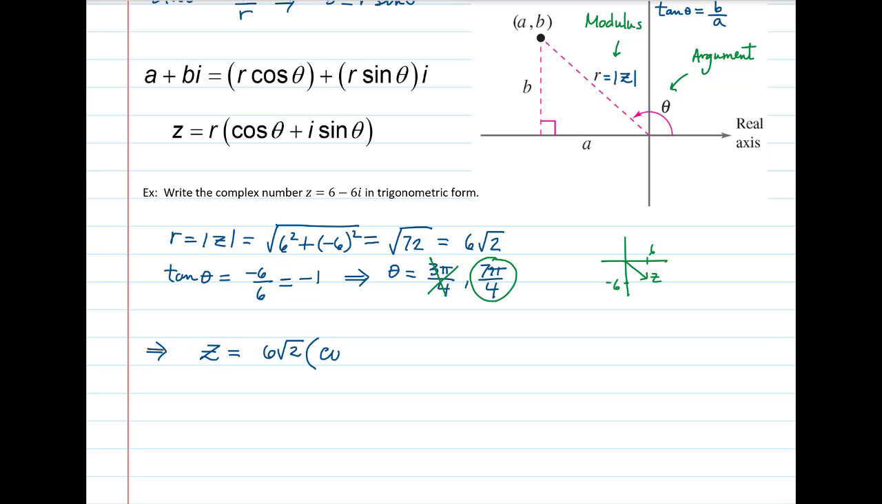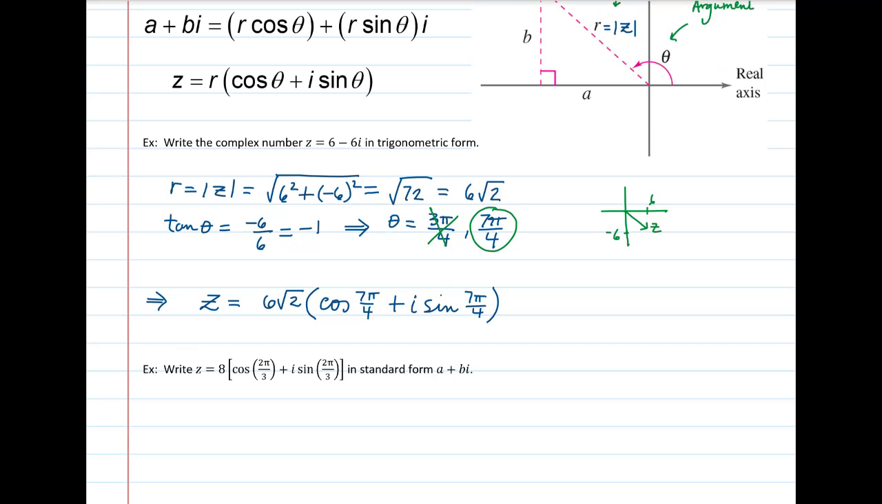All right, so once we have the modulus and the argument, then we can set it up from our form here. The z is going to be equal to the modulus, which is 6 square root of 2, times cosine of the argument, 7 pi over 4, plus i sine 7 pi over 4. And there we have it. We just leave it like that in terms of sine and cosine of the argument with the modulus there.